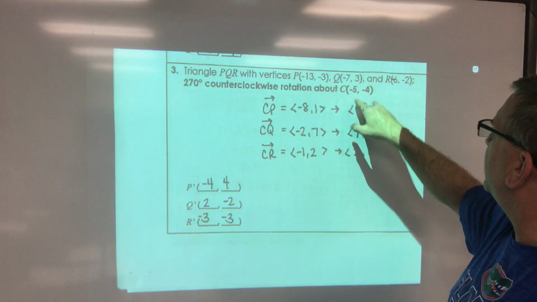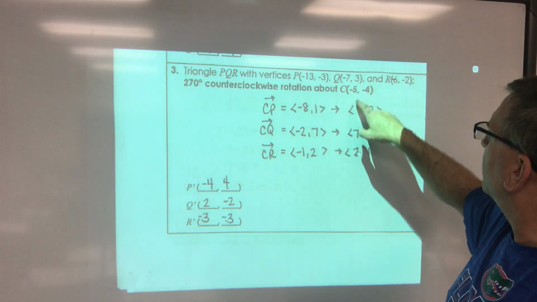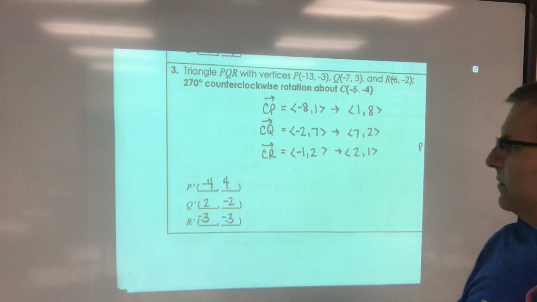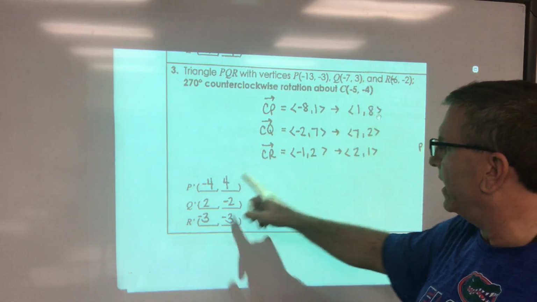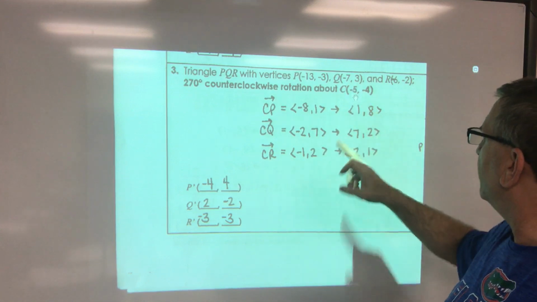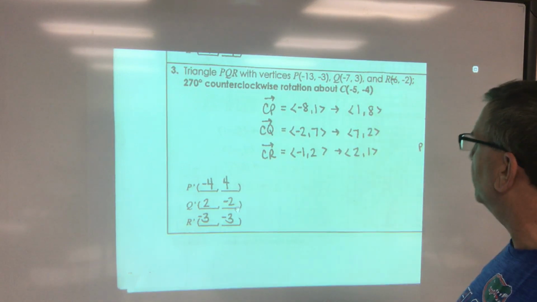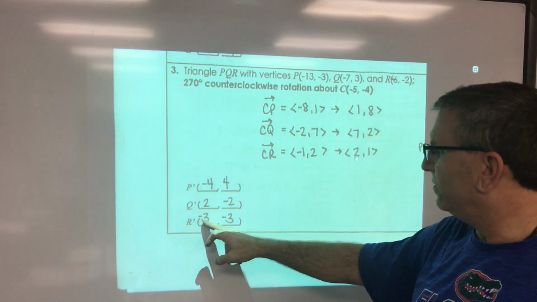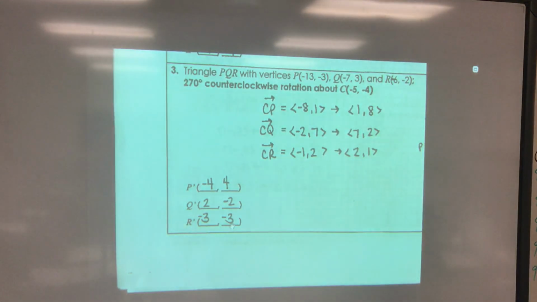Now I take these vectors and I add them to my point of rotation. So -5 and 1, -4, -4 and 8, 4, -5 and 7, 2, -4 and 2, -2, -5 and 2, -3, -4, 1, -3. All right, so that is problem 3 on homework 4.